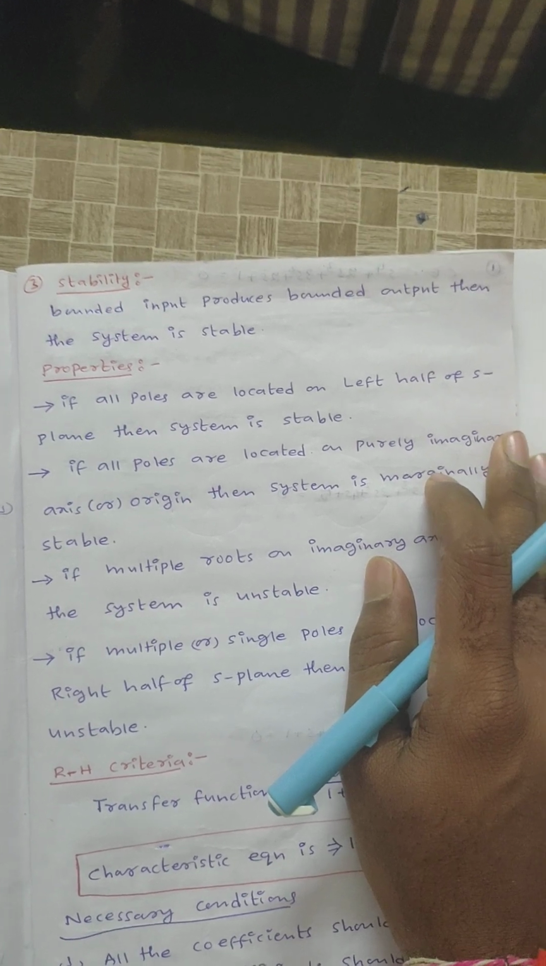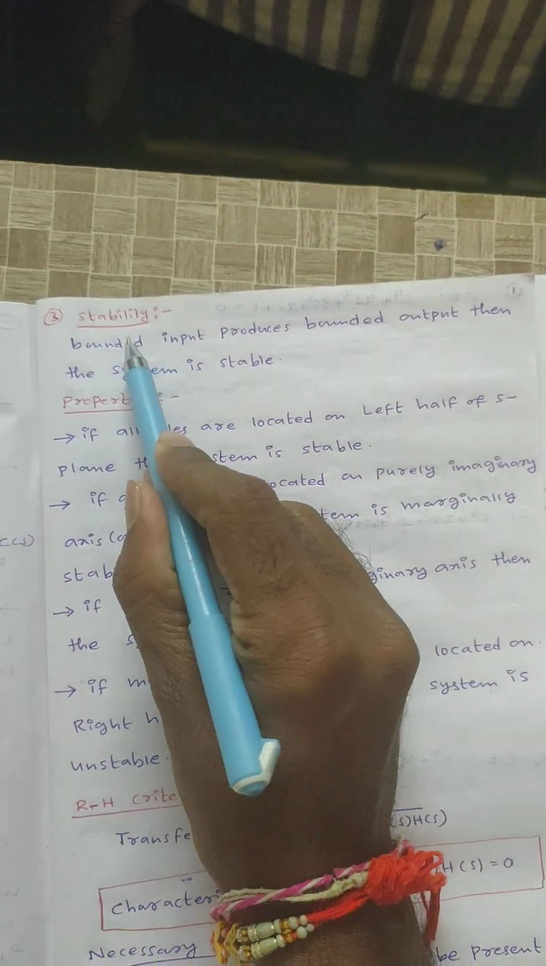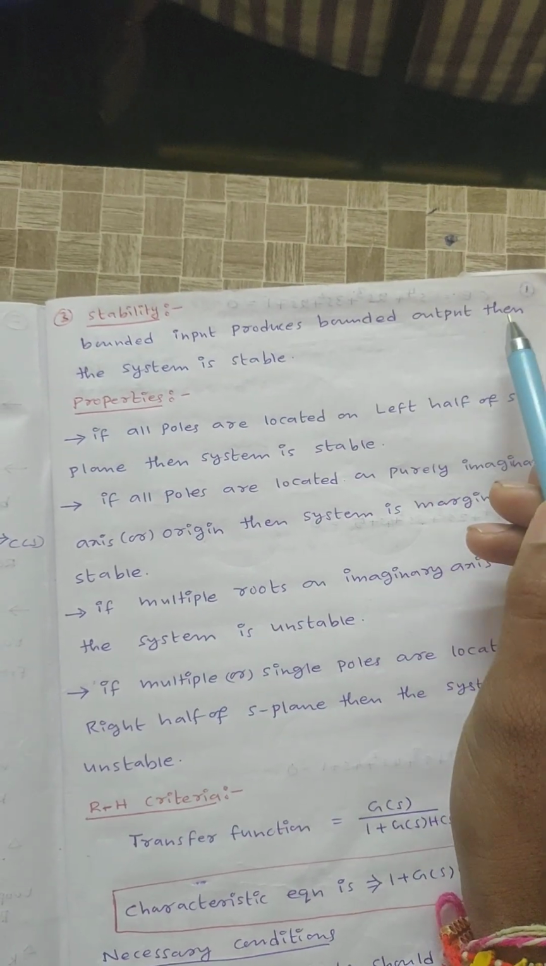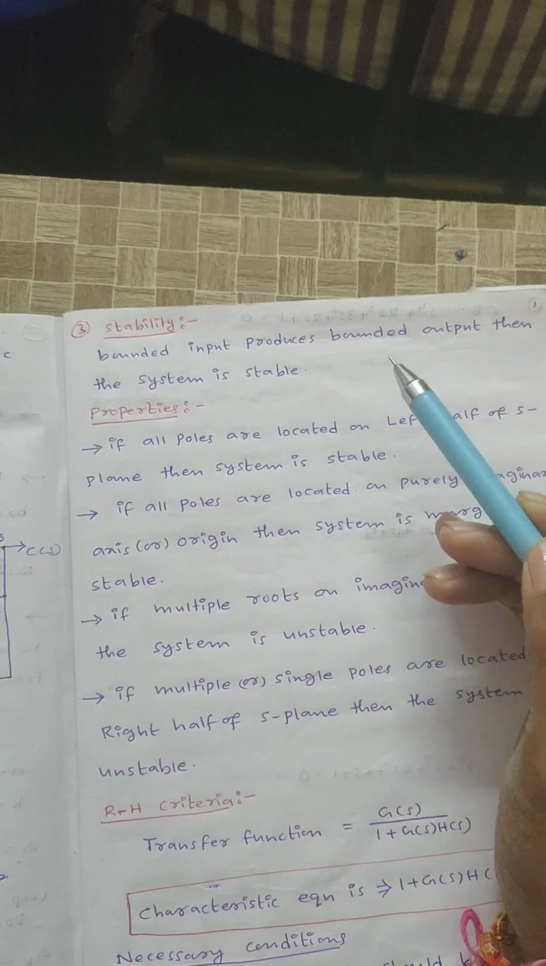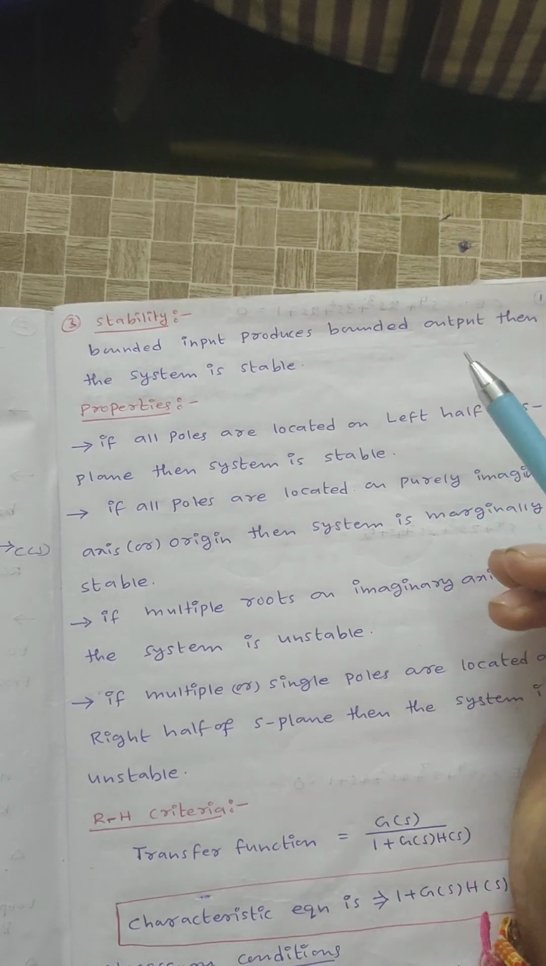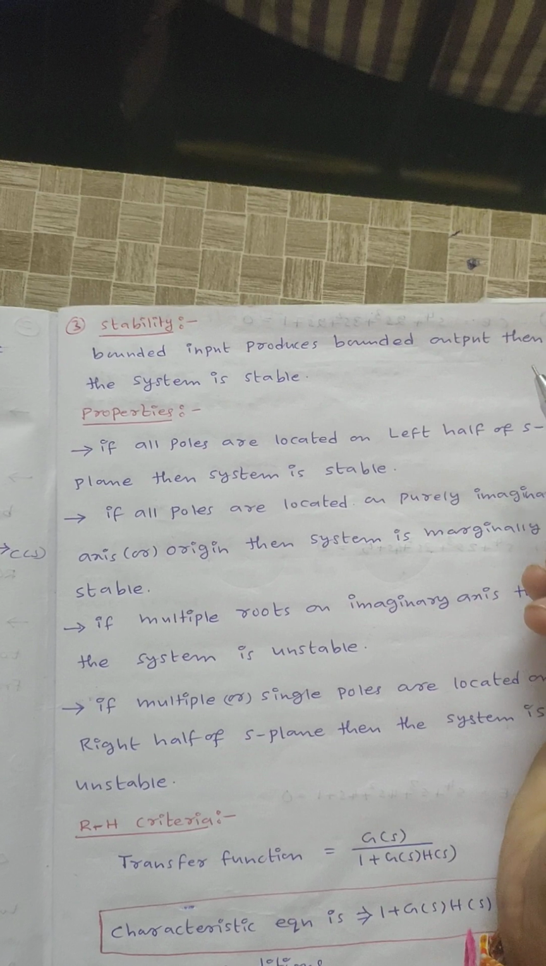Okay. First of all, what is meant by stability? Stability is nothing but a bounded input producing a bounded output. Then the system is stable. Otherwise, the given system is unstable. That means a bounded input will produce an unbounded output.